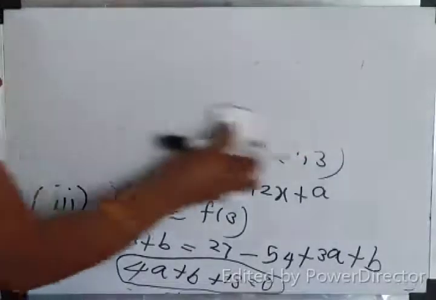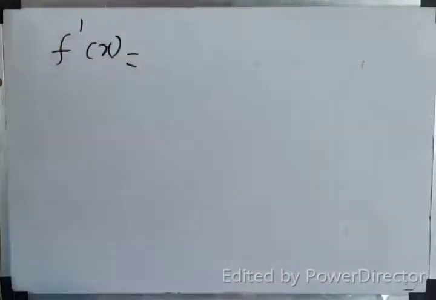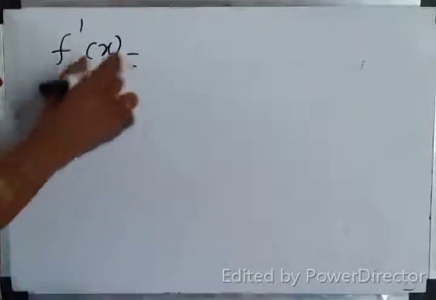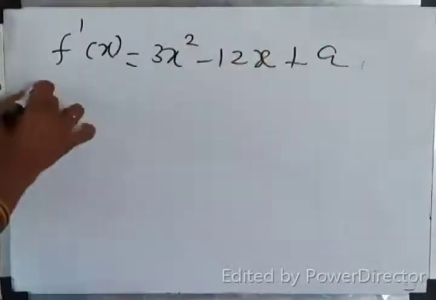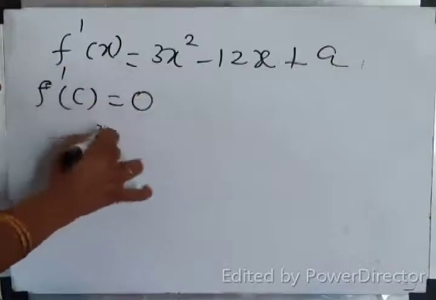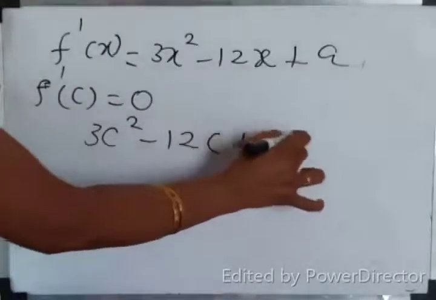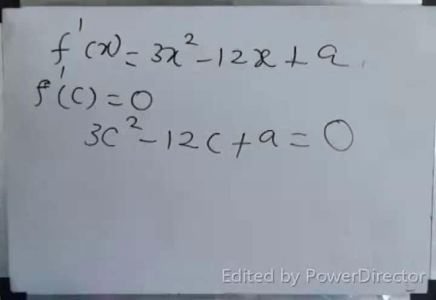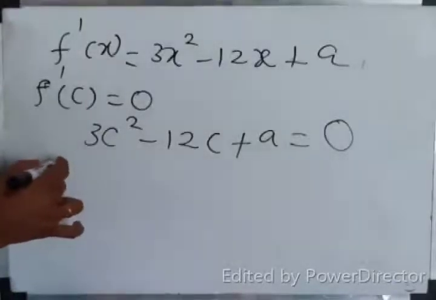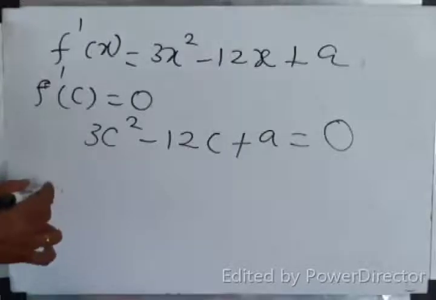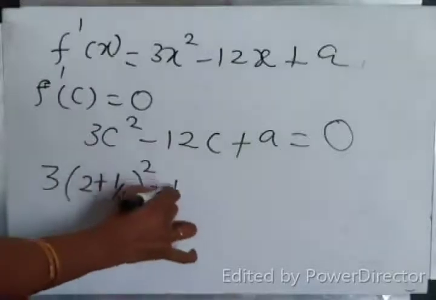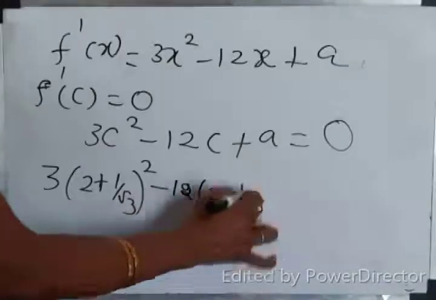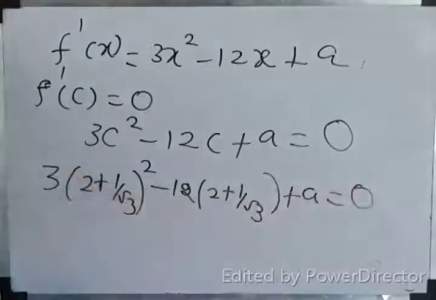f dash of c equal to 0, isn't it? Okay. What is my f dash of x first? f dash of x is 3x square minus 12x plus a. So f dash of c equal to 0. That is 3c squared minus 12c plus a equal to 0. Okay. What is c? 3 into (2 plus 1 by root 3) whole square minus 12 (2 plus 1 by root 3) plus a equal to 0.